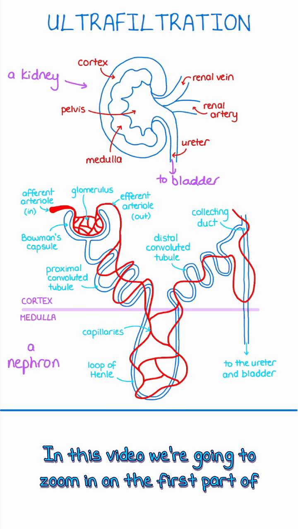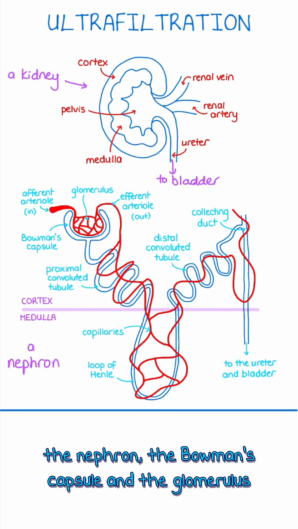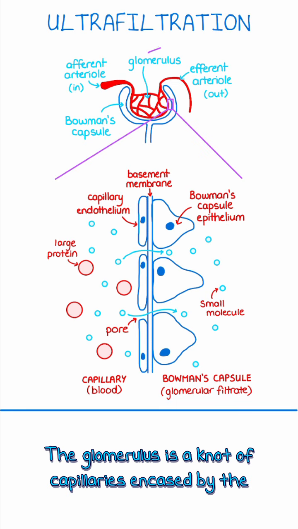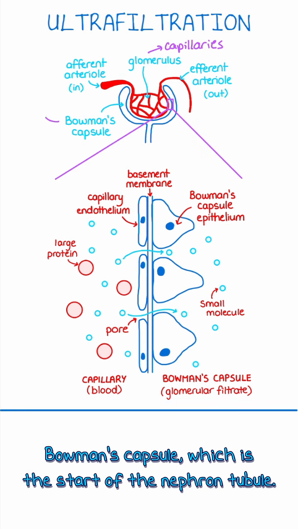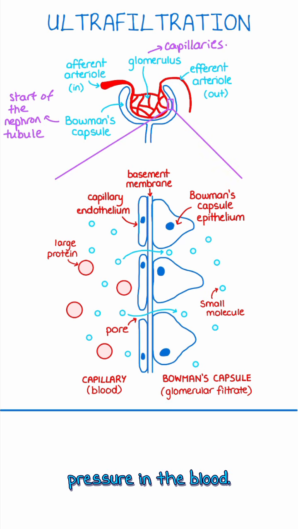In this video we're going to zoom in on the first part of the nephron, the Bowman's capsule and the glomerulus, where ultrafiltration occurs. The glomerulus is a knot of capillaries, encased by the Bowman's capsule, which is the start of the nephron tubule. Ultrafiltration occurs because of high hydrostatic pressure in the blood.